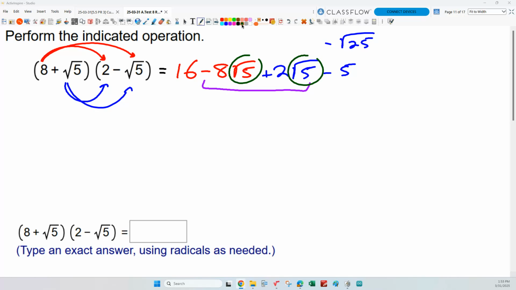The same type of root, right? So they both have to have the same index. They both have to be square roots in this case. And what else has to be the same? Same number. Yeah, the same radicand. The number inside has to be the same.